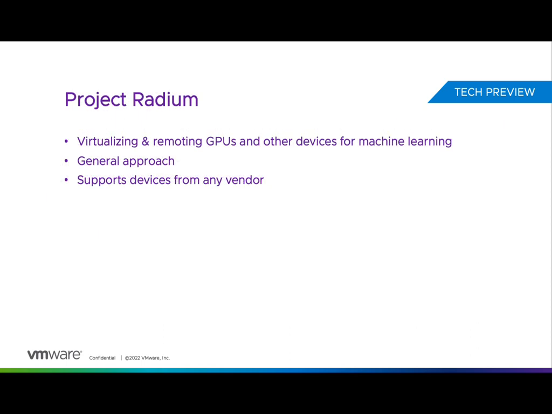Project Radium virtualizes devices on remote machines for clients needing acceleration services, primarily for machine learning applications. Project Radium uses a general approach, monitoring system and memory events. It is not specific to any device, vendor, or API.